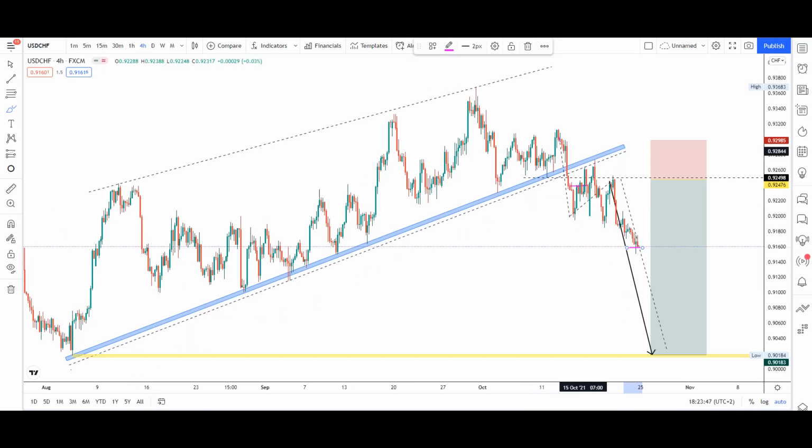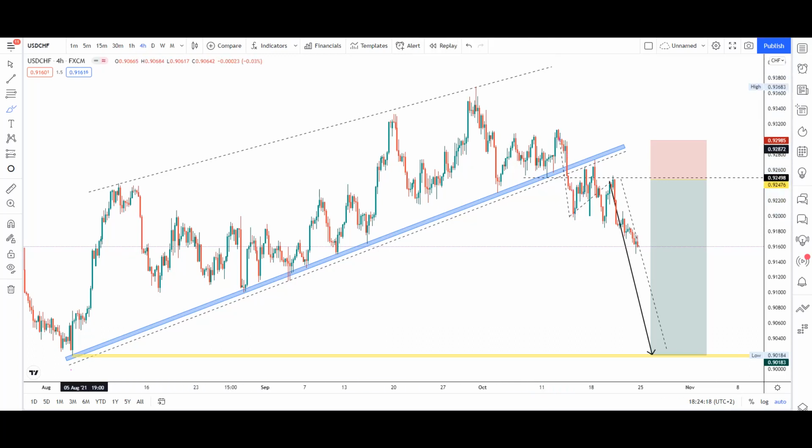So if you've been watching videos, you already know, because this signal, I shared this analysis on YouTube as well. Let me show you the reason why we took this entry point, right? As you can see, this is USDCHF, and we are on a four hour time frame, right? The reason for us selling this market was a break of the trend line and a retest of it, right? This is a trend line strategy, right?